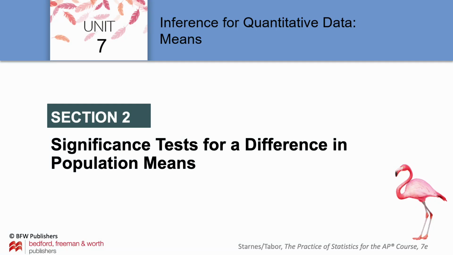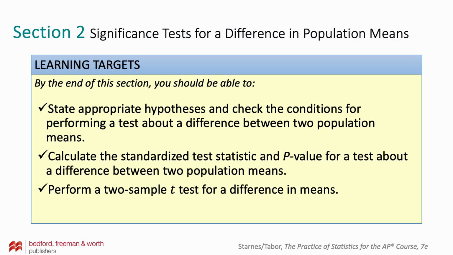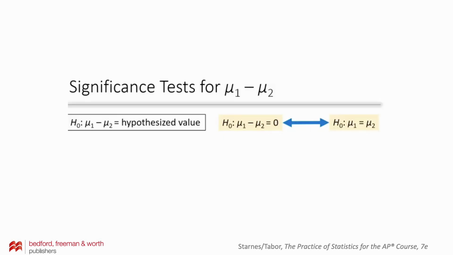Hi, we're moving on to the second section of chapter 11 of unit 7, which is significance tests for a difference in population means. Our learning targets for this section are to state the appropriate hypotheses, check the conditions, and calculate the test statistic and the p-value, but now we're going to be working with two-sample t-tests for a difference in means.